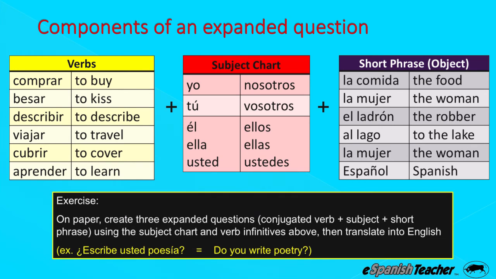Okay, so now on paper, I want you to do the same thing, but add the short phrase at the end. So write 3 or 4 questions using the verbs I've provided for you here, or any verb that you want. The subjects are here for you, and the short phrase. And do that for 3 or 4 of these verbs. And then when you're ready, unpause the lesson and I'll continue.